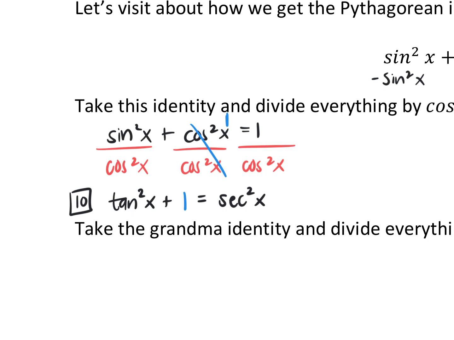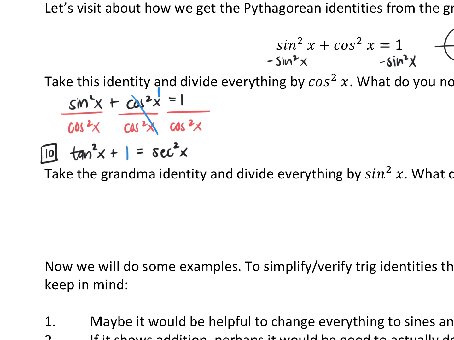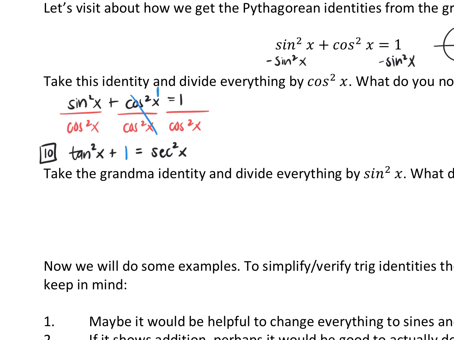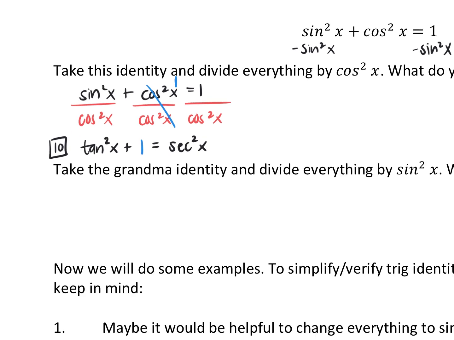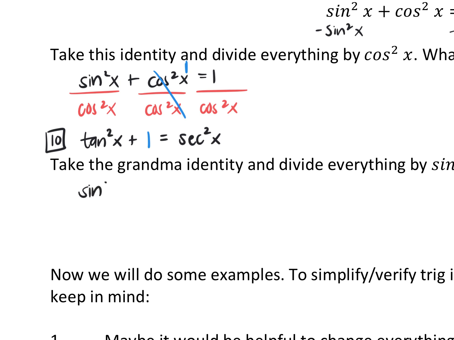Okay? Make sense? Okay. Again, if we take that grandma identity and divide it by sine squared of x, this time we're going to get something a little different, but again, very similar. So sine squared plus cosine squared equals 1. Let's divide by sine squared of x.